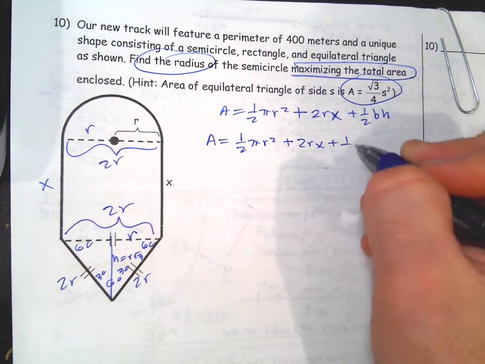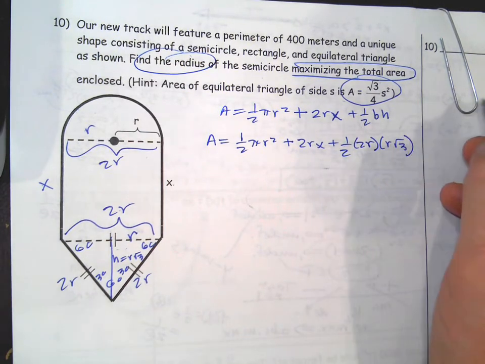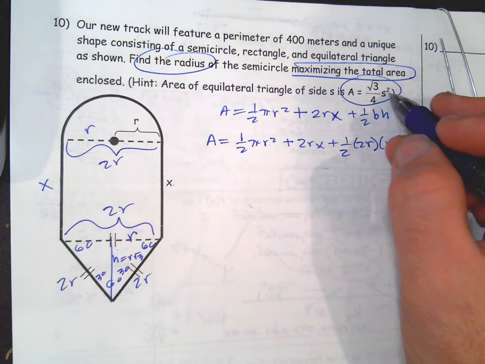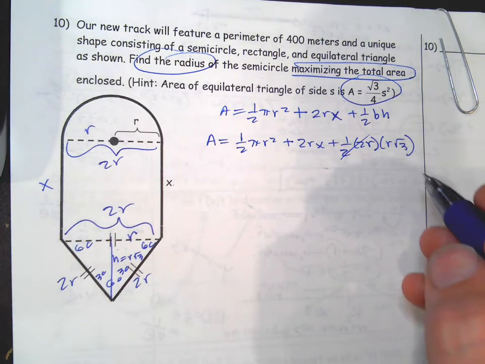It's going to be 1/2. The base is going to be 2R. The height is going to be R root 3. You get the same thing as if you just plug 2R into this formula: you get 4R squared, and you're going to get root 3. So, now I want it in one variable.